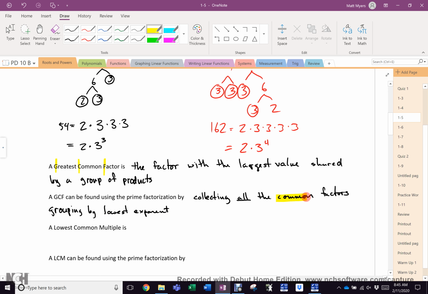Please highlight common. Put a cloud around common. Put some stars by it. Underline it. I don't care. That word is utterly important to this definition. We're not going to do that yet because we're going to... actually, we are going to do that.